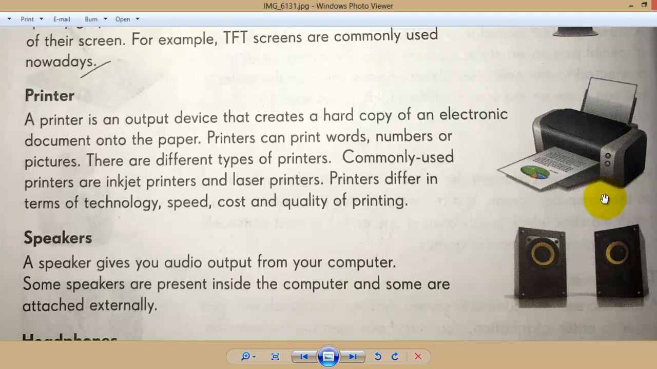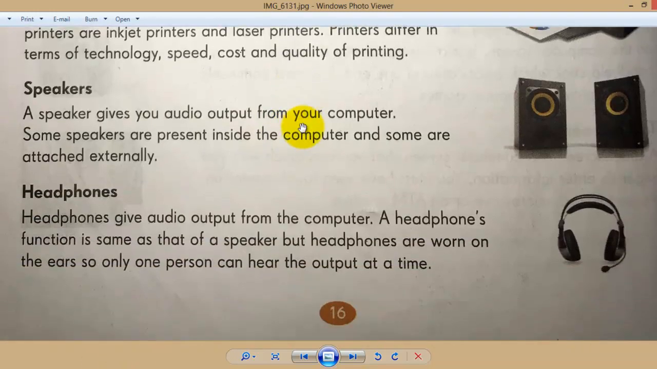The quality is different from one printer to another. Inkjet and laser, the qualities are different. So according to that, we are going to divide the printers. So here we get a brief idea about printer. That is an output device.